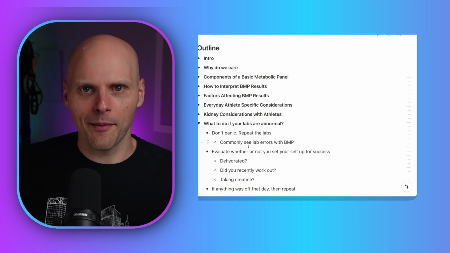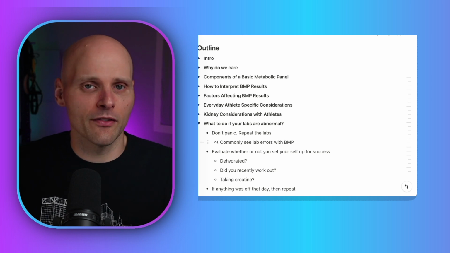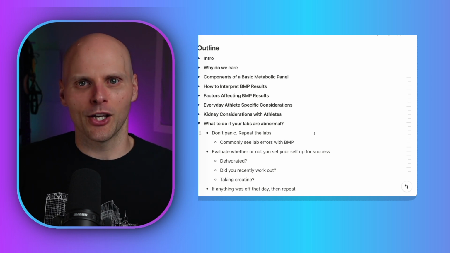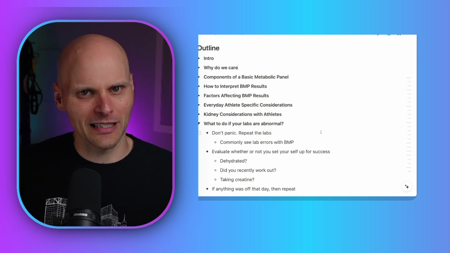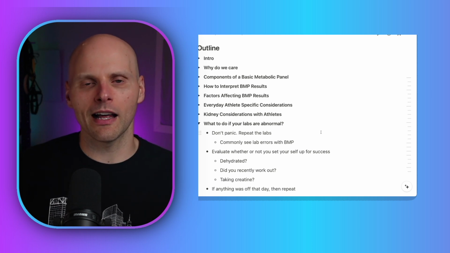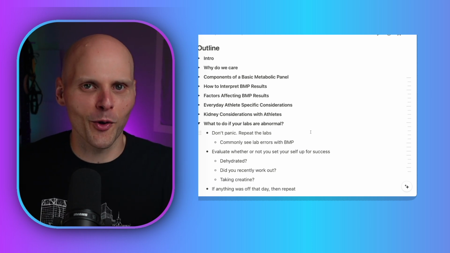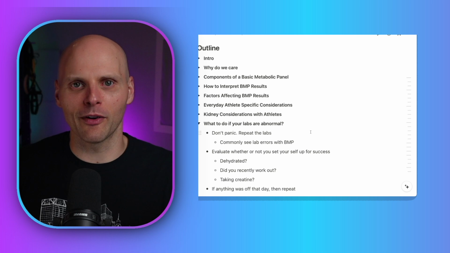And so it's very common to see lab errors with some of the BMPs. Even then, specifically, I'll see potassium that's a little up there, 5.3. I'm like, I'm not sure if I believe that. And then recheck it, it's normal. So a lot of times we recheck labs. That's my general rule of thumb: if you don't like it, recheck it because you want to verify it.